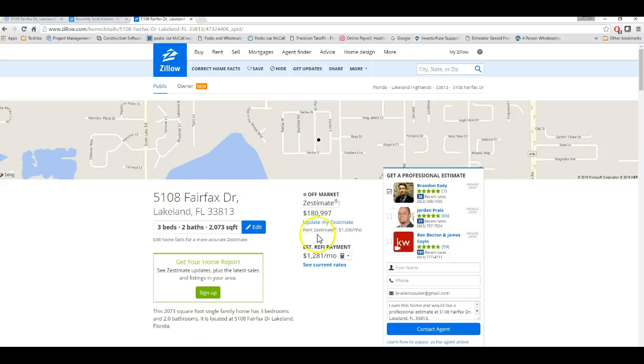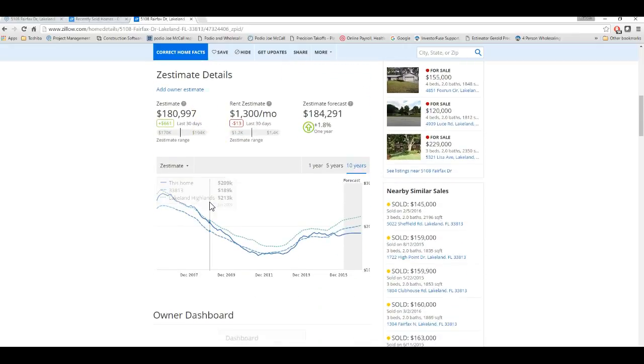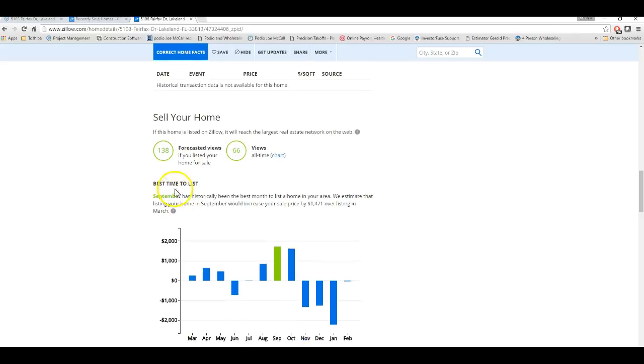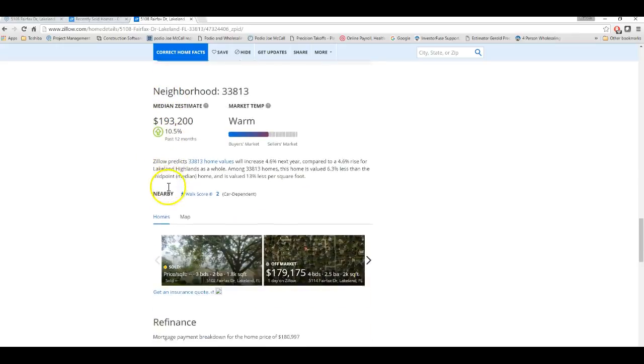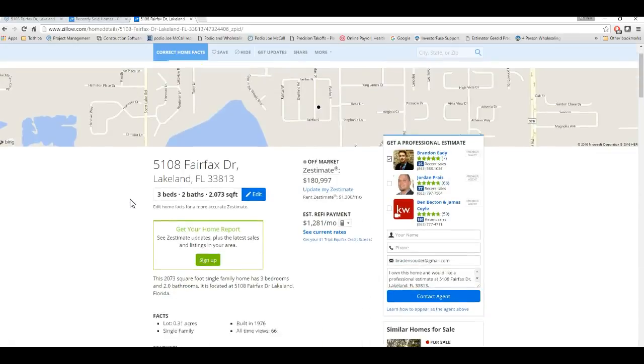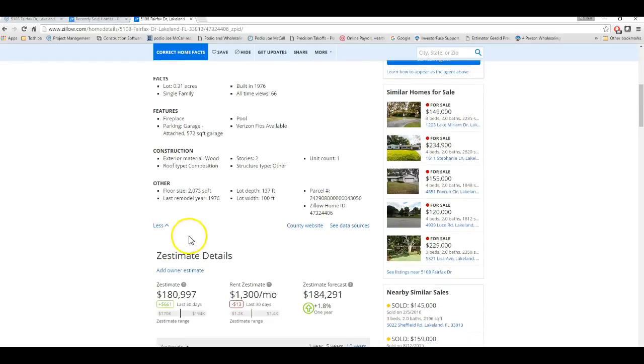So open up a new tab. This one tells me, you can go back to Zillow if you want. I just did a search. This one was built in, see, I may have passed it. More, click more. Should say somewhere last remodel year, 1976. It was, oh, there it is. I knew it was somewhere. I was missing it. Built in 1976.